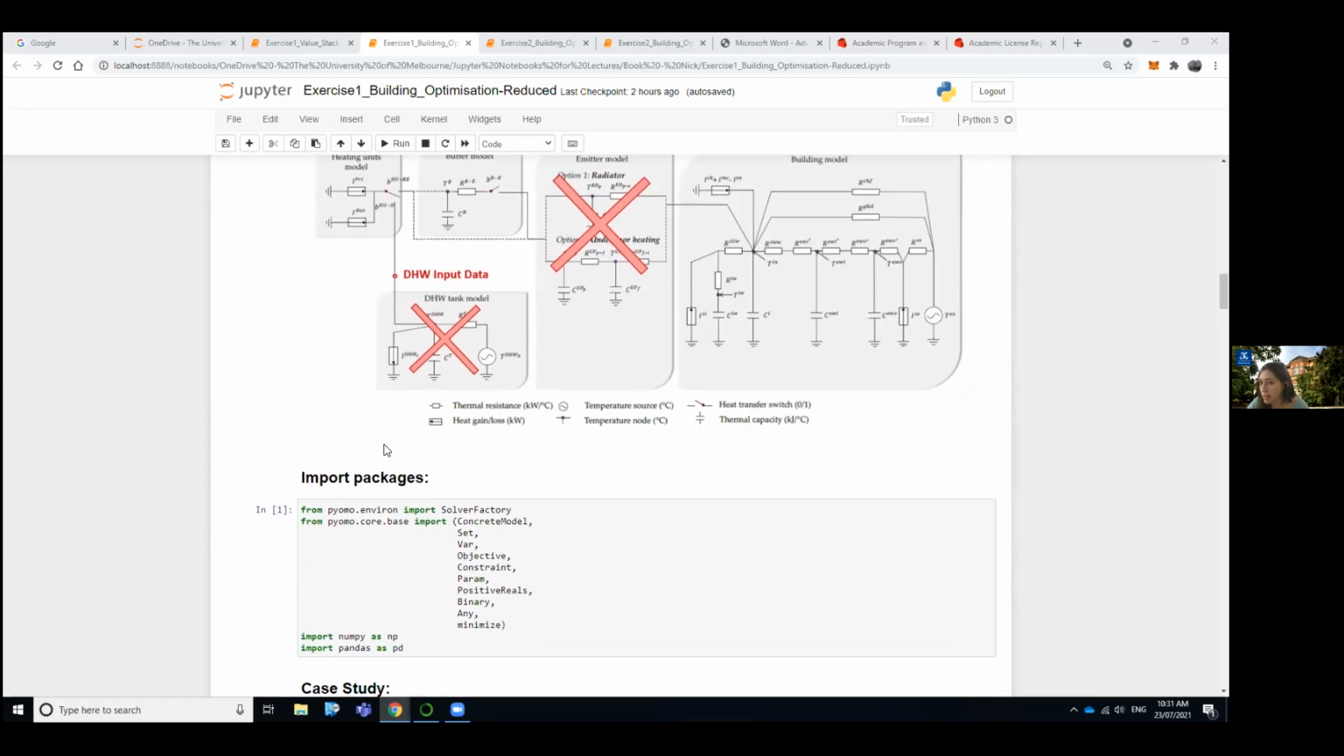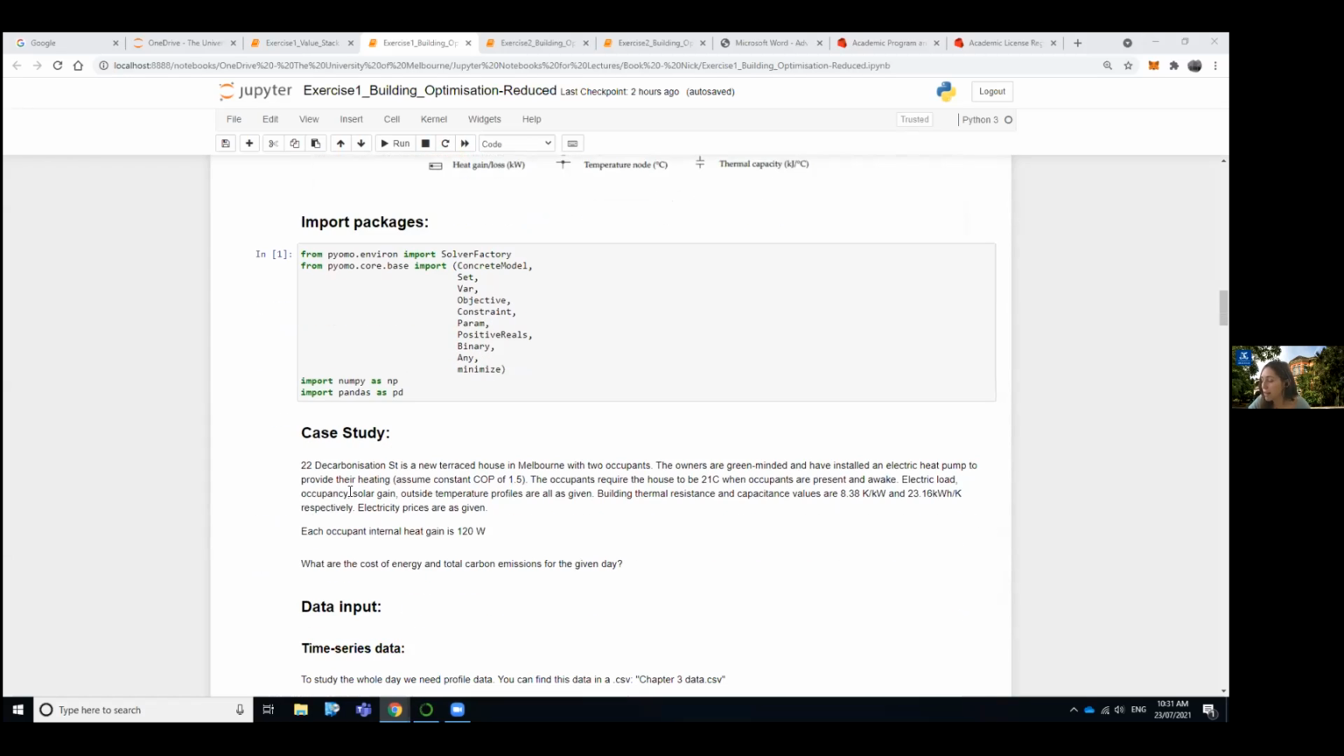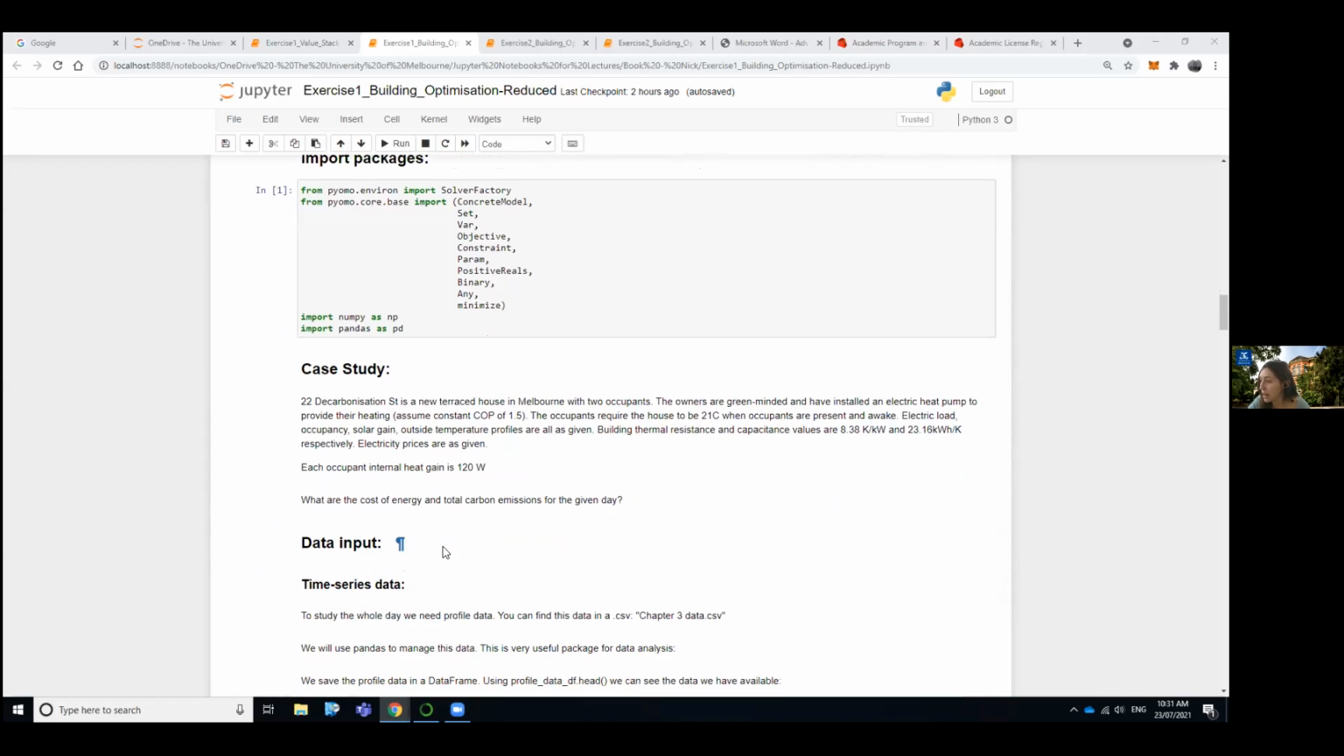So now we can start to actually implement this building optimization problem. We have to import packages, and we have a case study to provide us the data and to have the first results. This is a terrace house in Melbourne. We have 2 occupants of the house, and they have installed an electric heat pump. They have a temperature target they want to have when they are present and awake. This is 21 degrees. And we have building characteristics, resistance and capacitance for the one node model of the building.